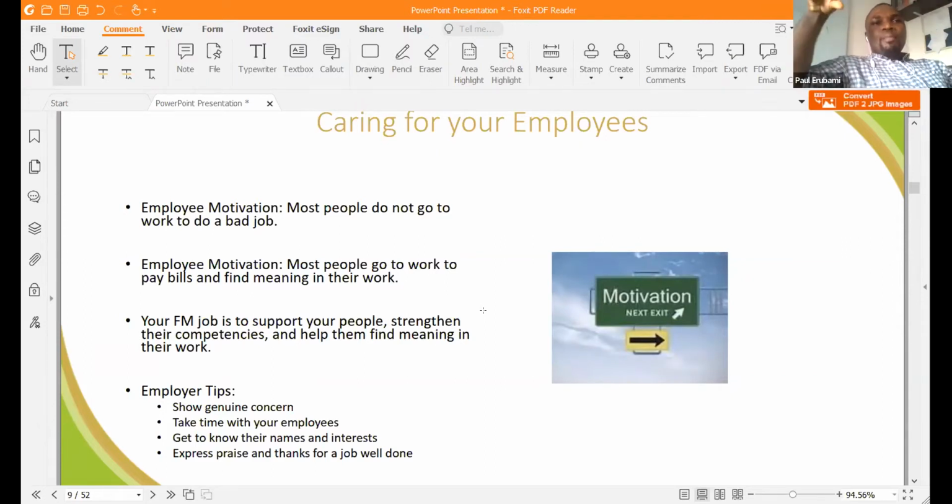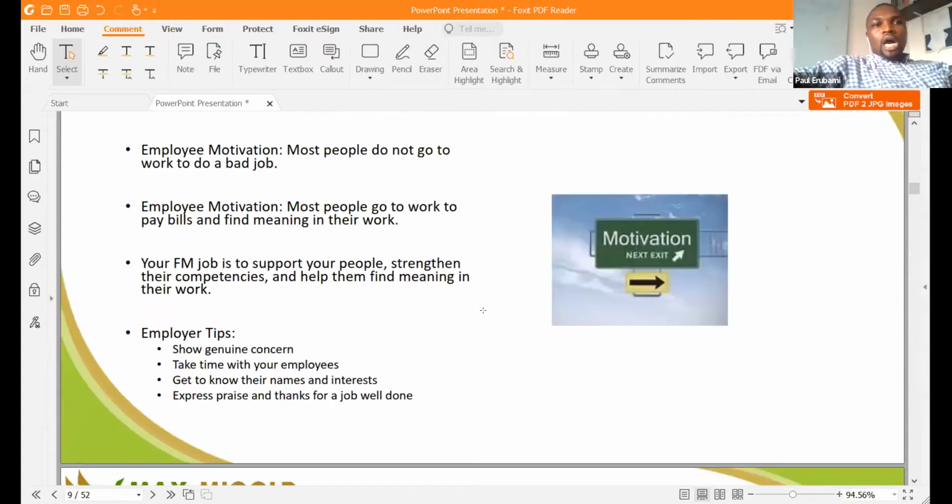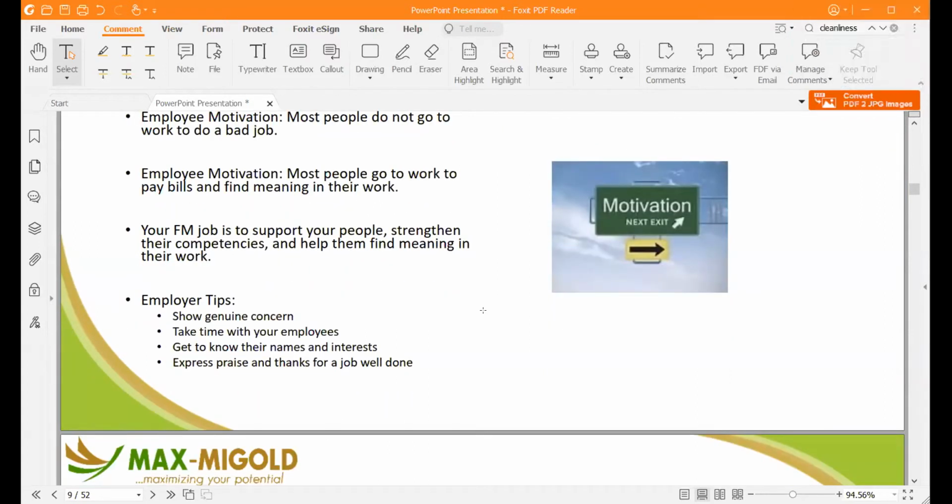So it is very important as a facility manager to give a sense of purpose to your team and strengthen their competencies. If they are lacking in one area or the other, your job as a facility manager is to help them succeed, right? Help them succeed and help them find purpose so that they can find fulfillment in what they are doing. Tips to employer: show genuine concern.